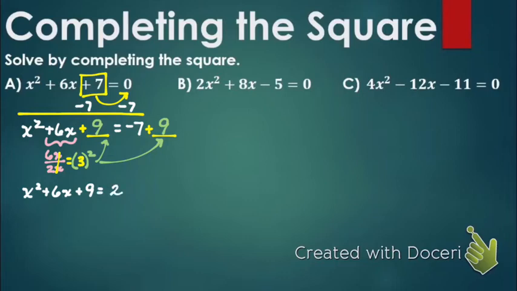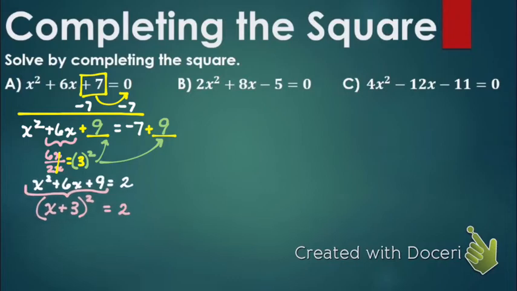All right, so cleaning that up a little bit, that gives me x squared plus 6x plus 9 equals 2. We just forced this to be a perfect square trinomial. How will it factor? X plus 3, x plus 3. So x plus 3 squared equals 2. So far, so good?